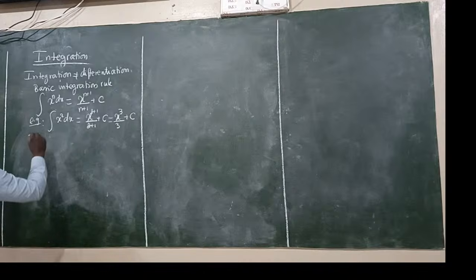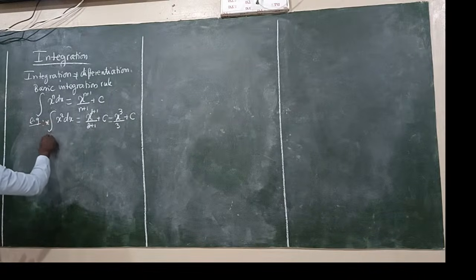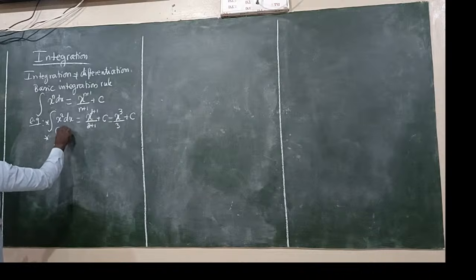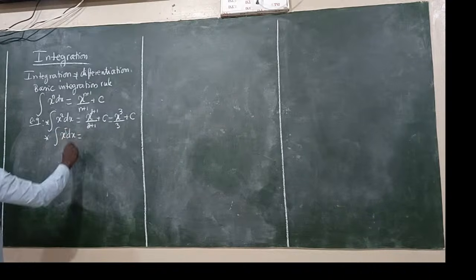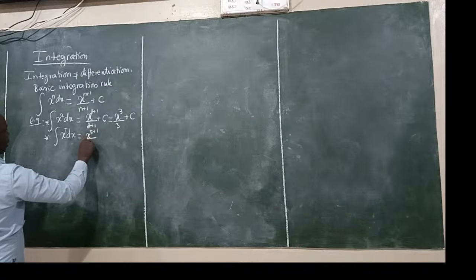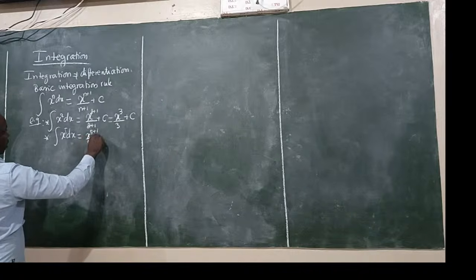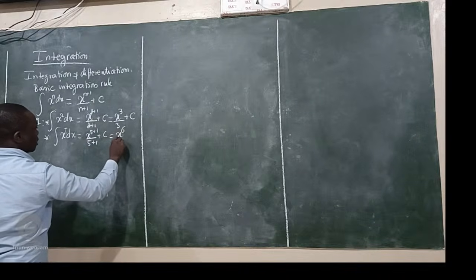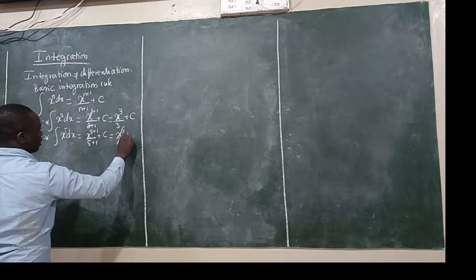The next example, let's have the integral of x power 5 dx. This is x to the power 5 plus 1 over 5 plus 1 plus c, and this is x to the 6th power by 6 plus a constant of integration, guys.